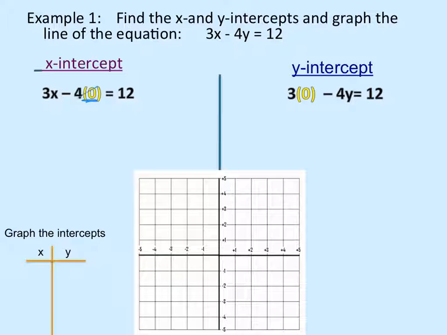So basically when you solve, that would cancel. We're left with 3x equals 12. We're going to divide by 3, and our x-intercept would automatically be 4. So in my table down here, I know x is 4 when y is 0.